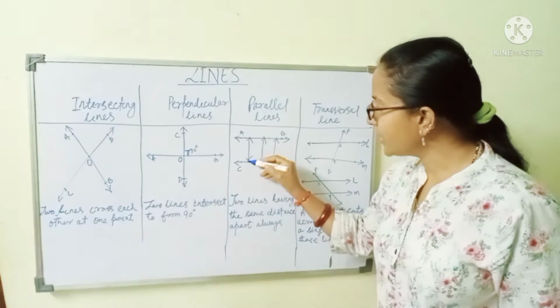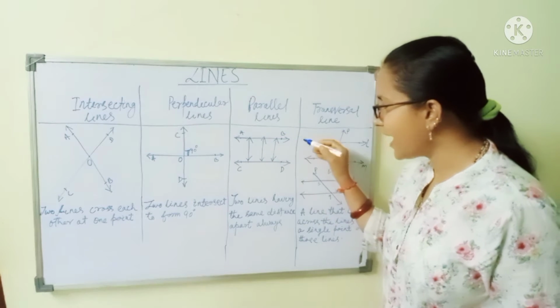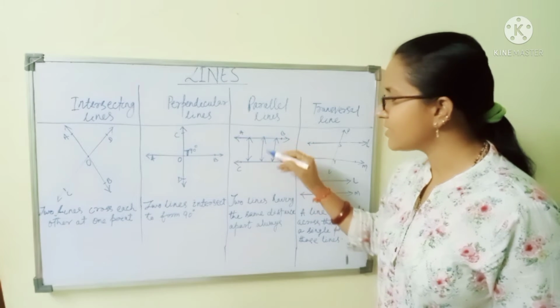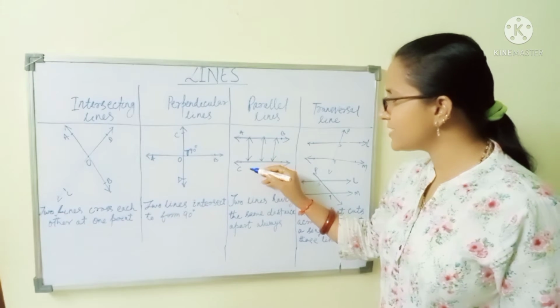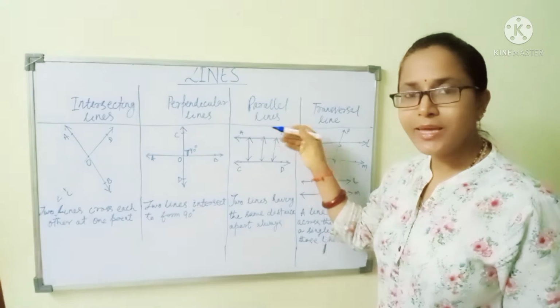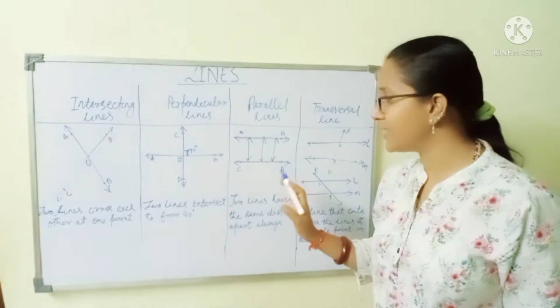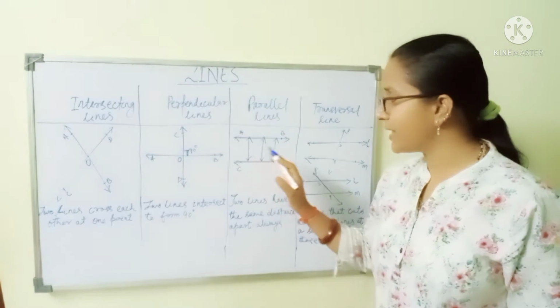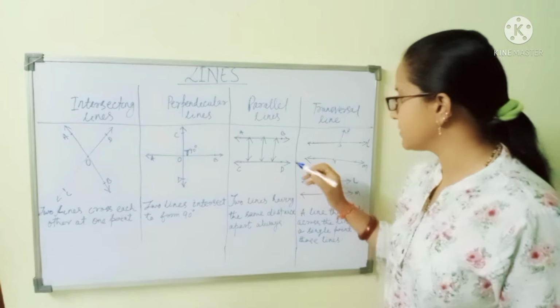If the perpendicular distance is always the same throughout the lines, then these two lines are parallel to each other. AB is parallel to CD and CD is parallel to AB. They will never intersect each other at any time or in any place. So these are the parallel lines.